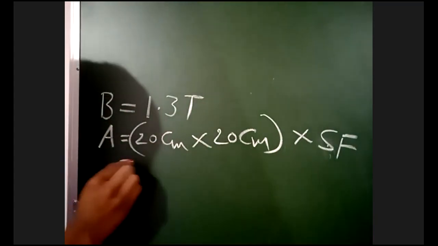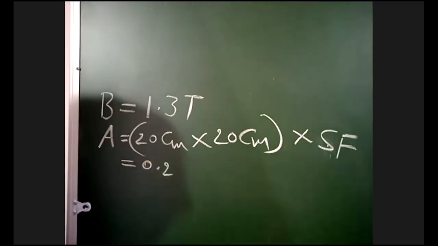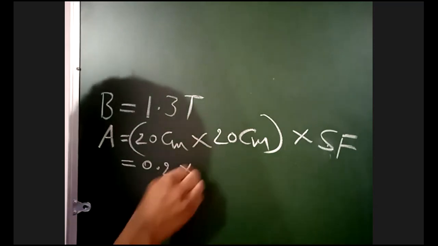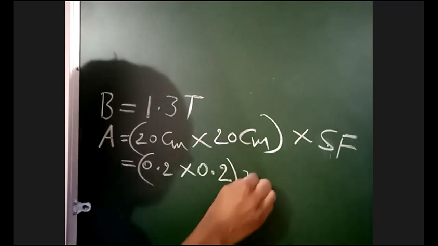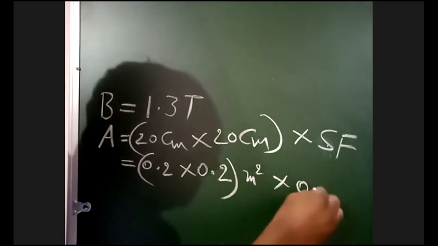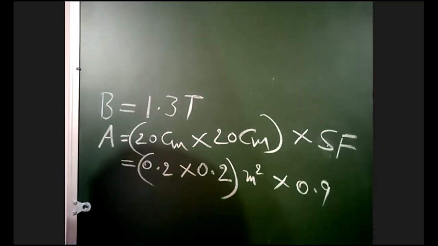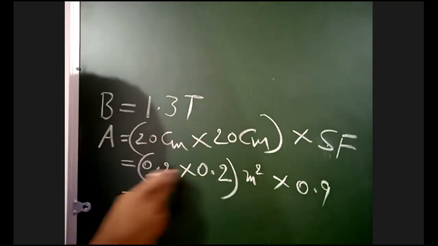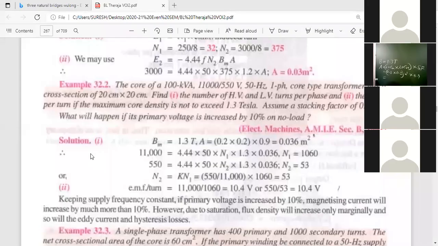Okay. Now see here, I am converting this into meter. 20 centimeter is equal to 0.2 meter. Actually, this is centimeter square. Now it is meter square into 0.9. I have converted this centimeter square into meter square. 0.2 meter, 0.2 meter. That is, area is meter square. Now multiply 0.2, 0.2 into 0.9. How much? 0.036 meter square. This is the exact area of the iron piece.